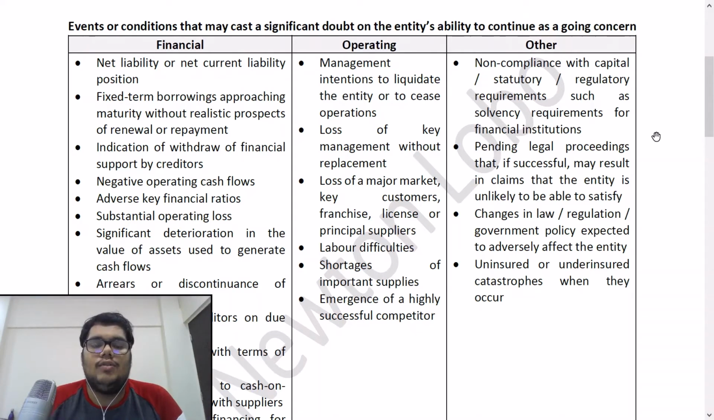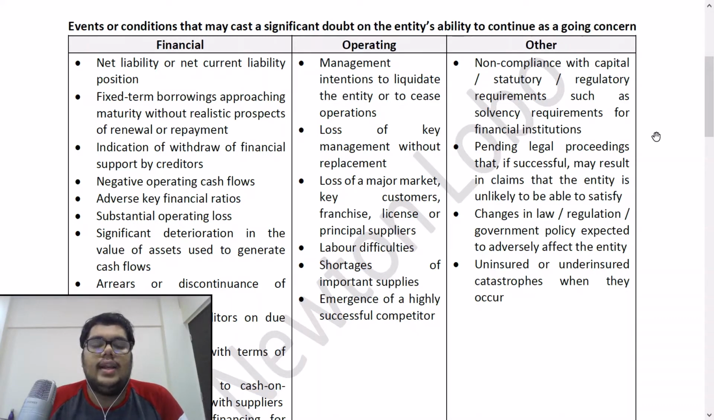Next, indication of withdrawal of financial support by creditors. Creditors are no longer giving you credit. Negative operating cash flows, adverse key financial ratios, substantial operating loss, significant deterioration in the value of assets used to generate cash flows. So this could be a plant, an integral plant that you are using in the manufacturing of your company. If that plant stops functioning properly and it may require a lot of cost to get the plant to work again, then that is an example of significant deterioration in the value of assets used to generate cash flows.